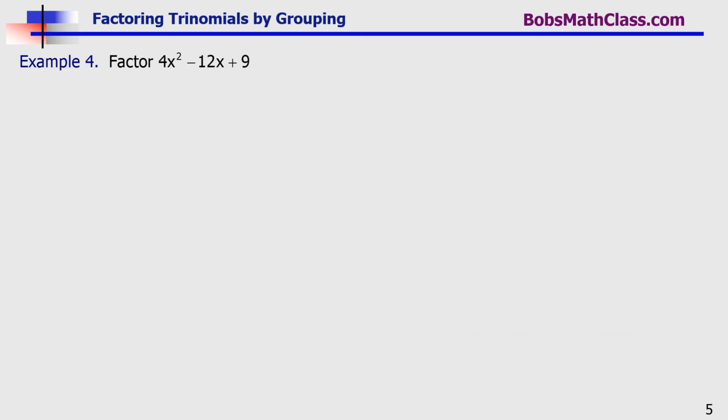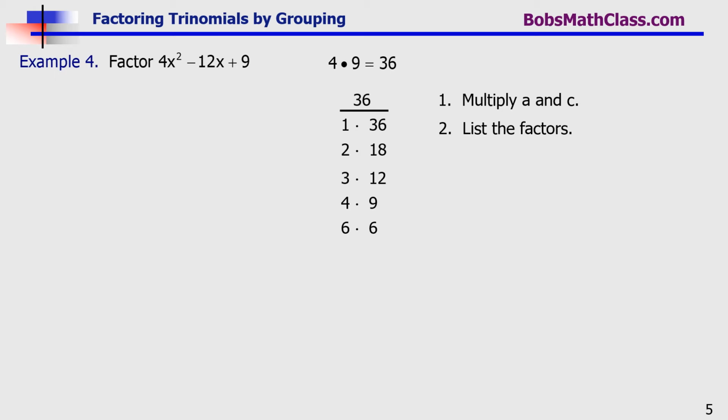All right, here's our next example. 4x squared minus 12x plus 9. First step, multiply A and C. That's 4 times 9, 36. Now I'm going to list all the factors. Kind of a lot, right?